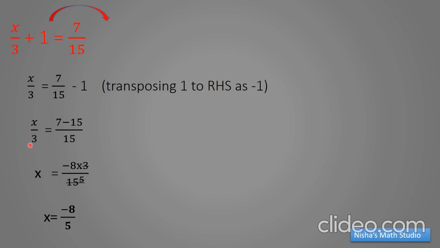Here it was x by 3. This 3 I have transported to the right hand side. This has become multiplication by 3. 3 ones are 3, 3 fives are 15. So you have minus 8 by 5 here. Again, don't forget the negative sign. x is equal to minus 8 by 5, which is the solution for this equation.